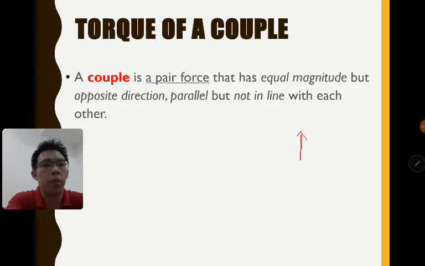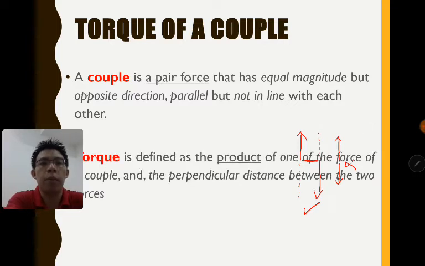So let's draw two forces like that. Equal in magnitude, same length, opposite in direction, and they are parallel. However, they are not in line, so they have a certain separation. You cannot draw them in the same line, and they shouldn't be applied on the same line of action. For example, this one is not a couple. This one, yes. Okay, so that's the definition of a couple.